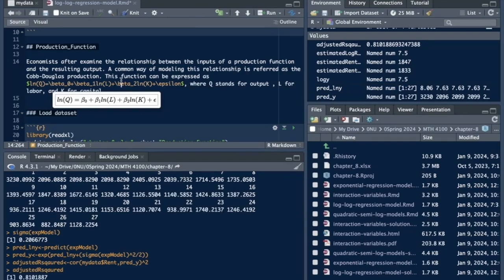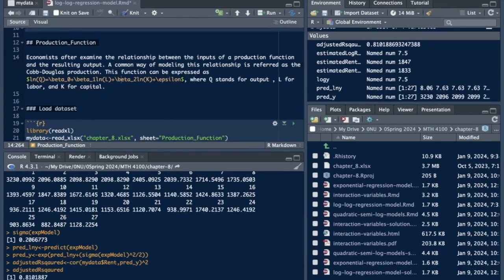Economists, after examining the relationship between the inputs of a production function and the resulting output, commonly model this relationship with what is referred to as the Cobb-Douglas production function. It can be expressed as: log of Q equals beta naught plus beta 1 log of L plus beta 2 log of K plus epsilon. Q is the output, L is the labor, and K stands for the capital.